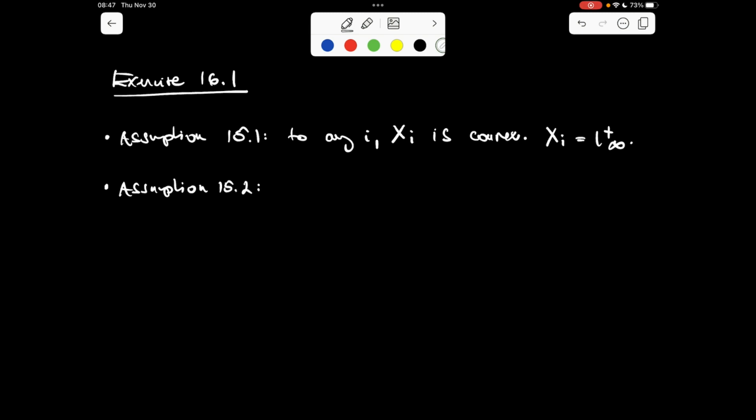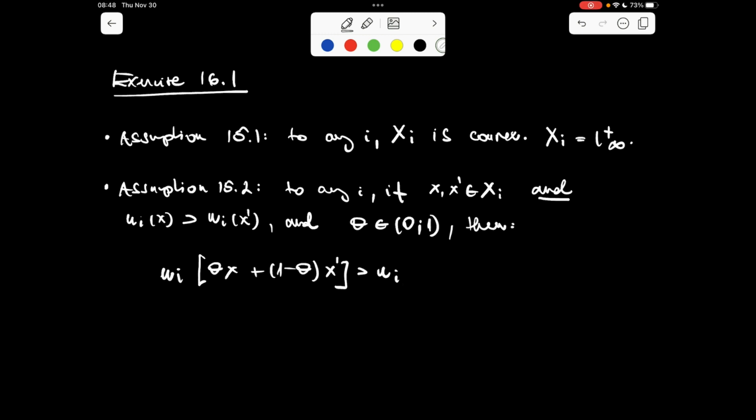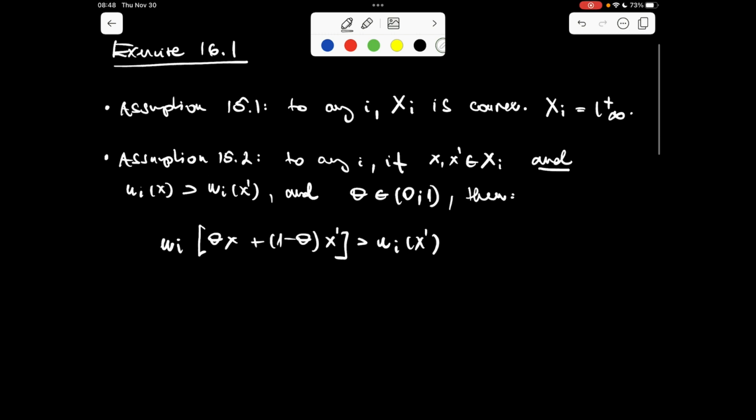Assumption 15.2 is the next one. To any I, if x and x prime are in the consumption set, and this relation between their utility holds, and we have an appropriate weight or constant, then the convex combination of these two points, or consumption paths, their convex combination is also preferred.